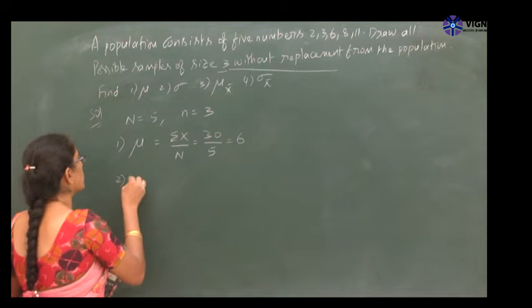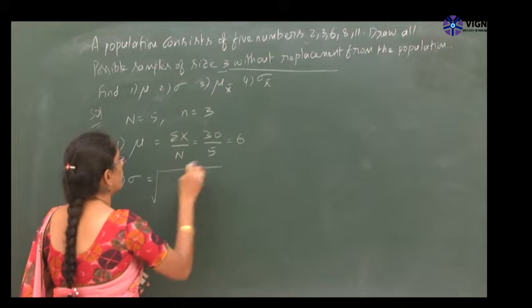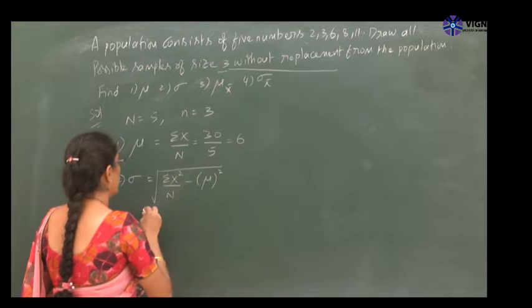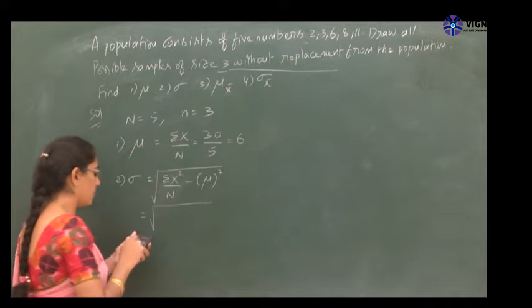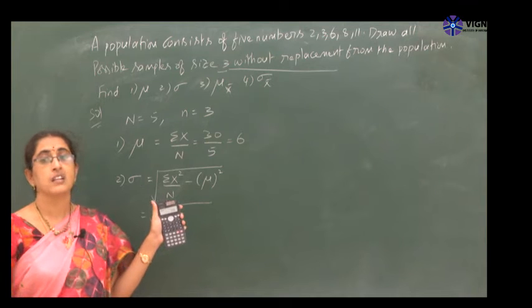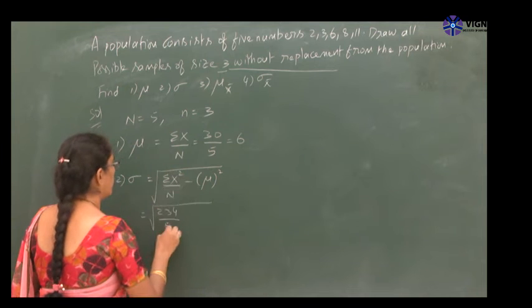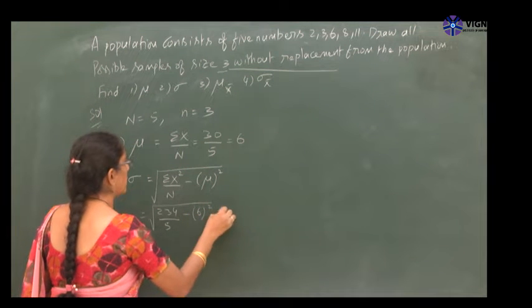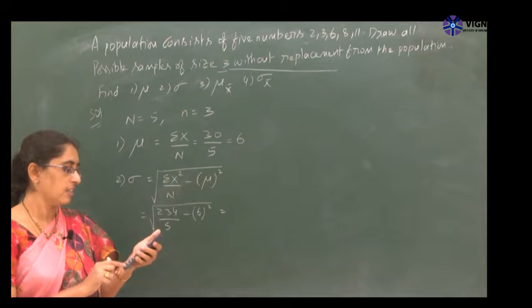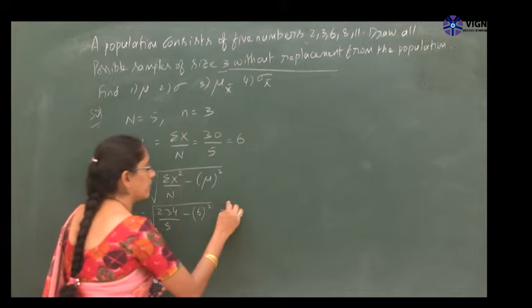Then the second thing you have to find is the standard deviation of the population. That is square root of summation x square by n minus mu square. Press shift 1, first option, you will get summation x square, that is 234. So 234 by 5 minus 6 square. Press shift 2, the second option gives you the standard deviation. That is 3.2863.